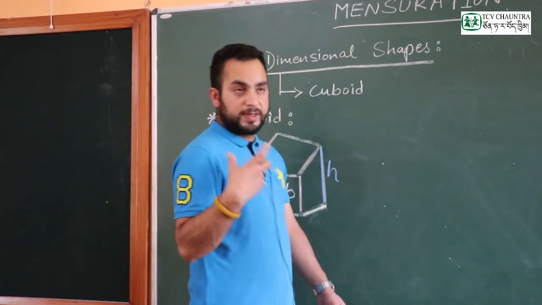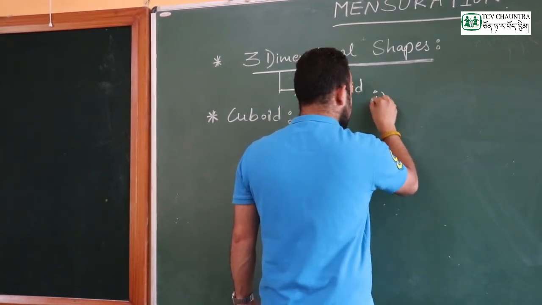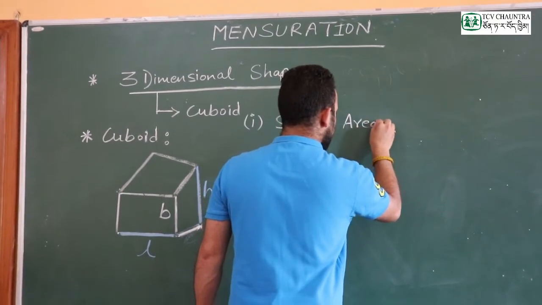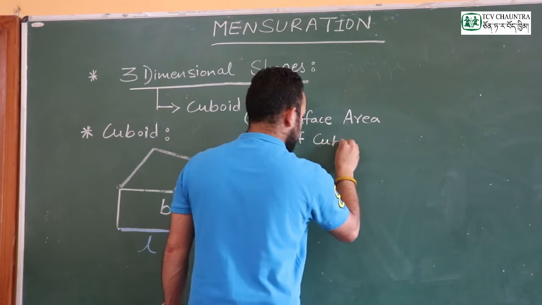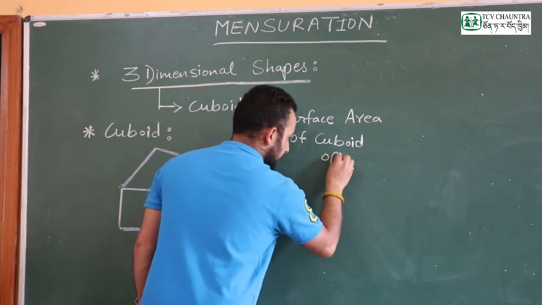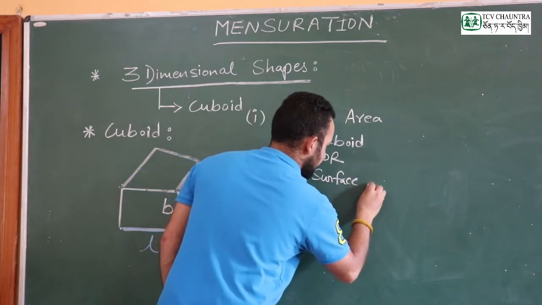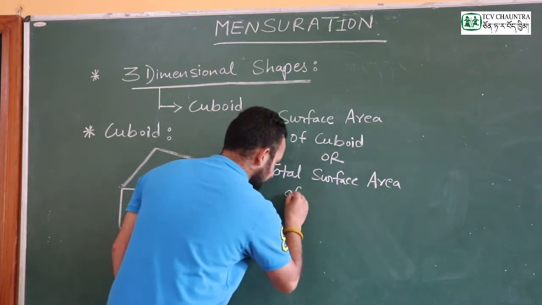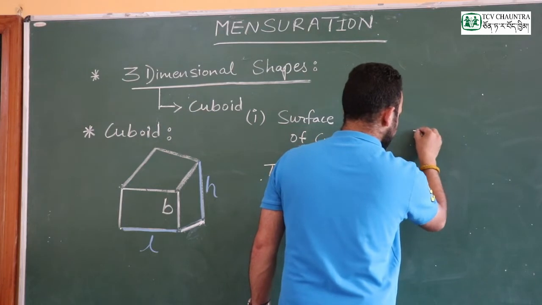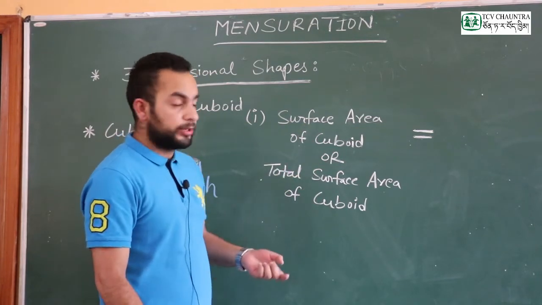I already discussed that we have six faces in a cuboid, right? So we are going to find out the different faces. Surface area of cuboid, or another name is total surface area of cuboid. The meaning is the same.